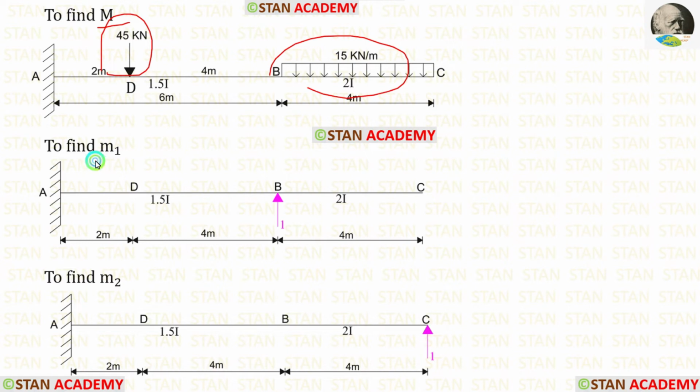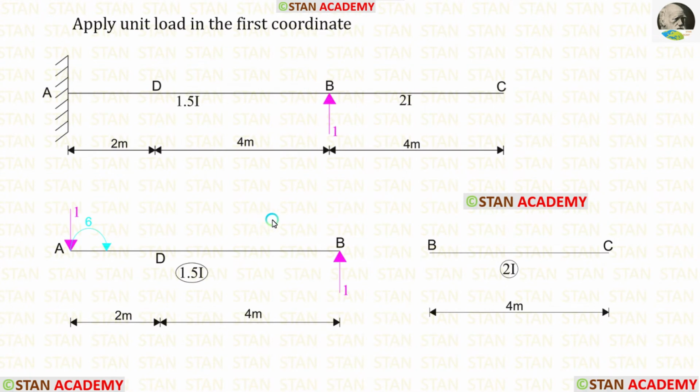Now let us find M1. For that, we have to remove all the given loads and apply unit load in the first coordinate. Now let us make the free body diagram. Let us assume that the unit load is applied just left of B, so no need to consider the right side. Due to this unit load, a reaction is created in the point A. This load is acting upwards, so the reaction should be acting downwards.